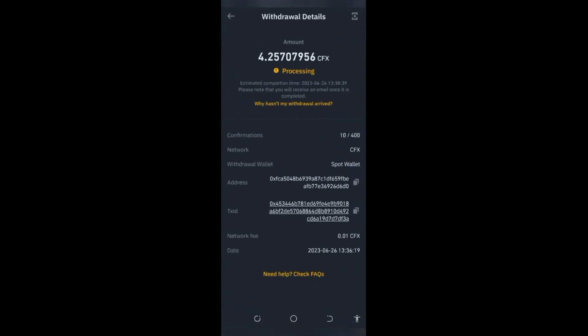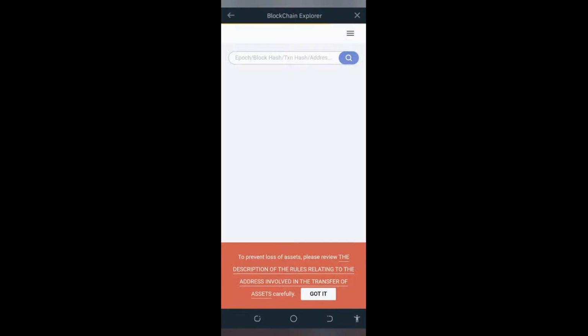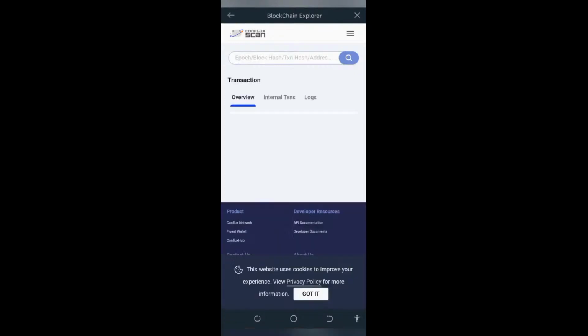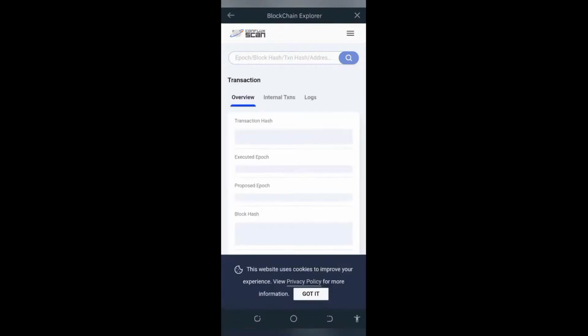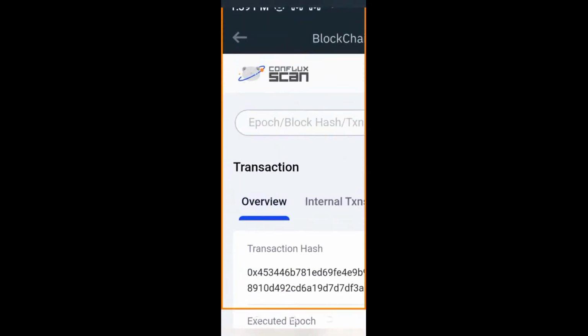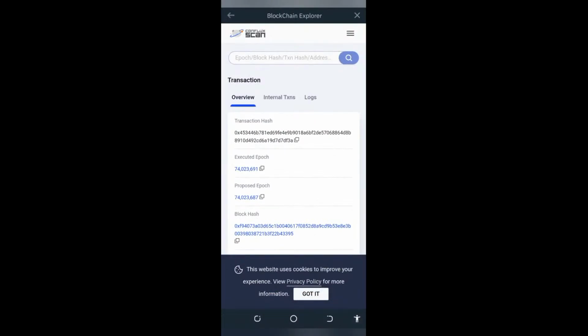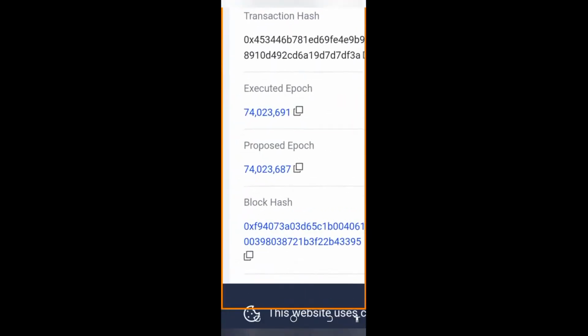I don't know how long this is going to take. No idea, right? Let me click on this, to see whether it takes me somewhere to see what's going on currently. Well, this is what happens when you're trying to send money through networks. It takes time. To prevent loss of assets, please. Oh, what's all this? Okay, got it. Let's see what is going on here. Is there anything we need to check? This is Conflux Scan.